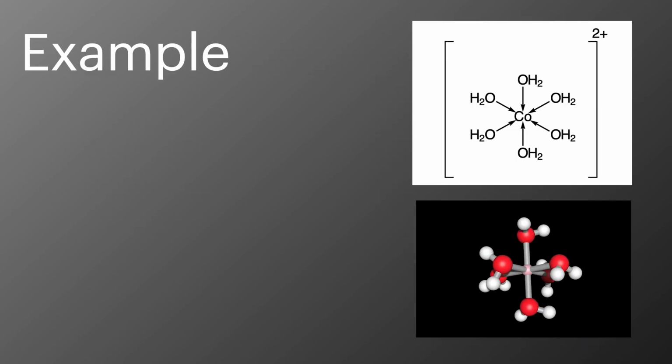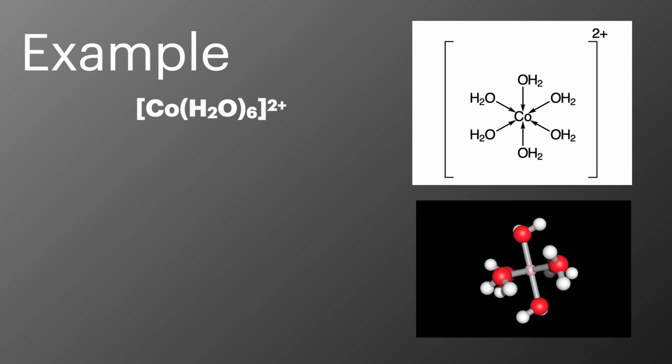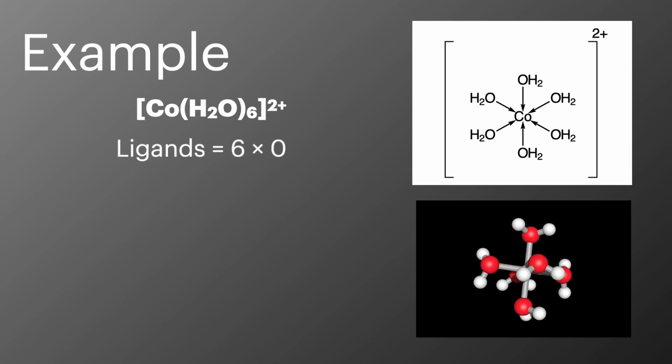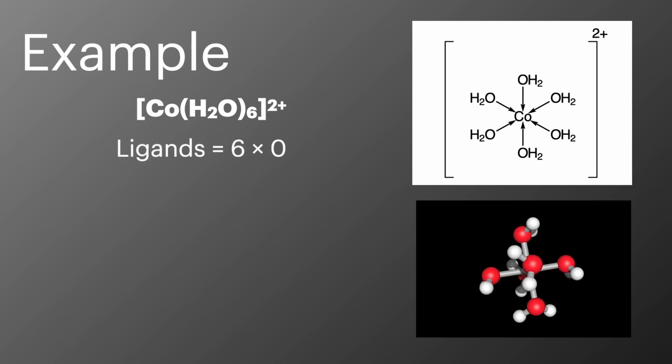So we'll take a little look at an example of this. We'll start off by looking at this cobalt complex where it's got 6 water ligands attached to it. We'll first calculate the total charge of all the ligands. Now there are 6 ligands. They have no charge because they're water ligands, so the total charge of all the ligands will be 0.